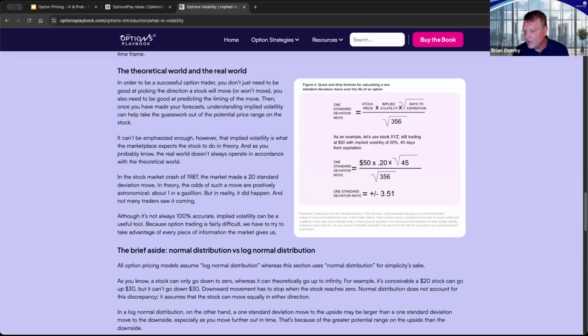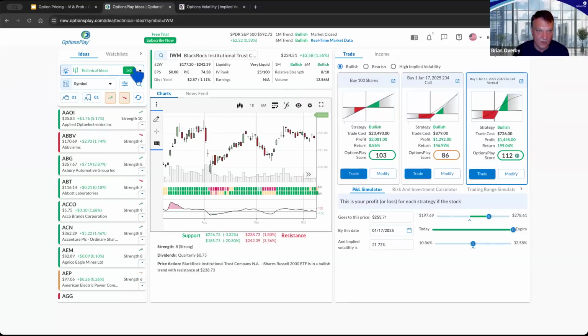Cheap options. If cheap options are an edge, does OptionsPlay software pick the best priced options based off of helping with the attractive underlyings based on technical analysis? Yes, there are some searches. And in general, there's some technical analysis ideas, and then you can come in and search.